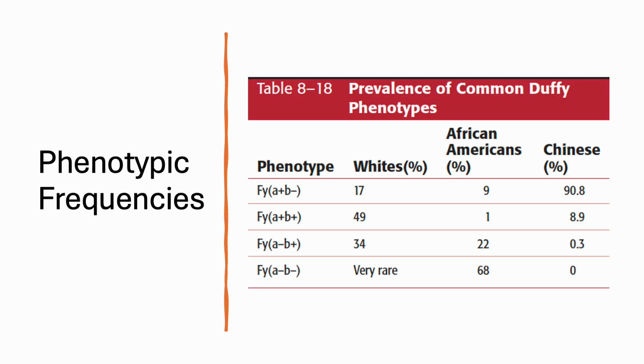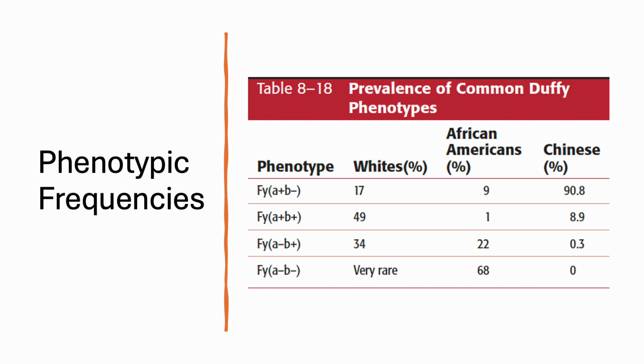So now that we've looked at how each individual antigen appears in those different populations, we'll go ahead and shift to looking at the phenotypes. So of course, meaning the actual combinations of those antigens on the red cells. So Duffy A positive, B negative is the most common among Chinese individuals with over 90%. Duffy A positive, B positive is a codominant expression, and it is the most common phenotype among whites, but not very common among anyone else. FYA negative, B positive is present in about a third of whites and 22% of African Americans.